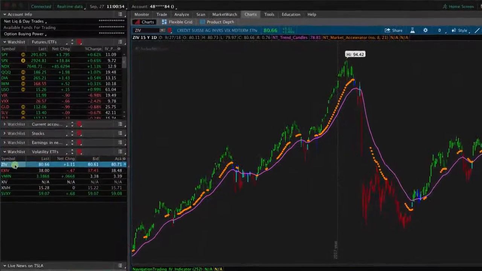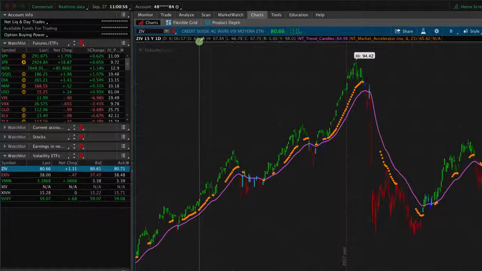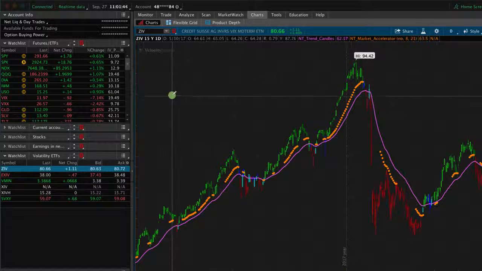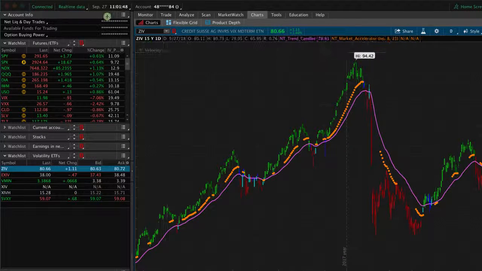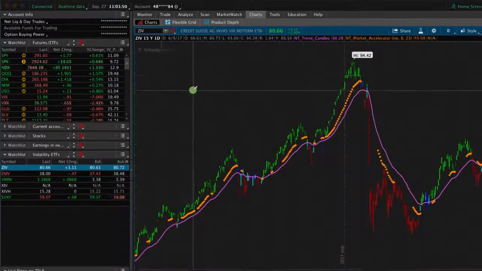Starting with ZIV, we're in the Thinkorswim trading platform, and you can see that this one is managed by Credit Suisse, and it's an ETN, or exchange traded note. Below is a price chart going back about a year and a half. At the time of this recording, it's September 27th, 2018.